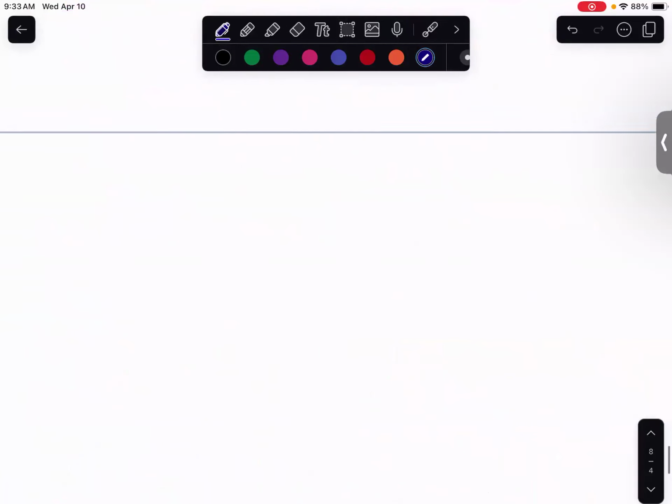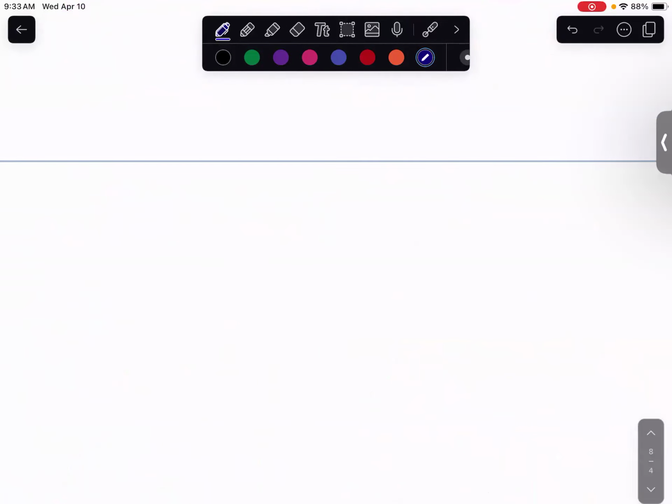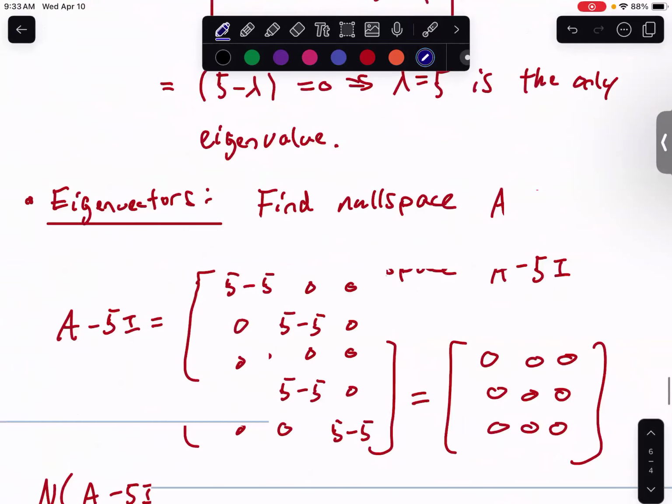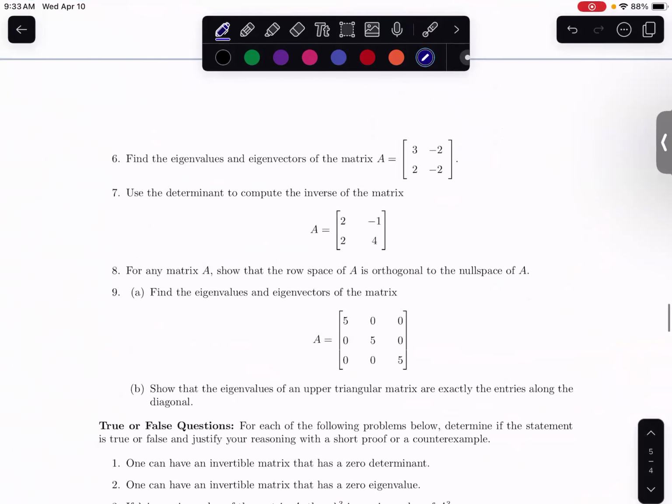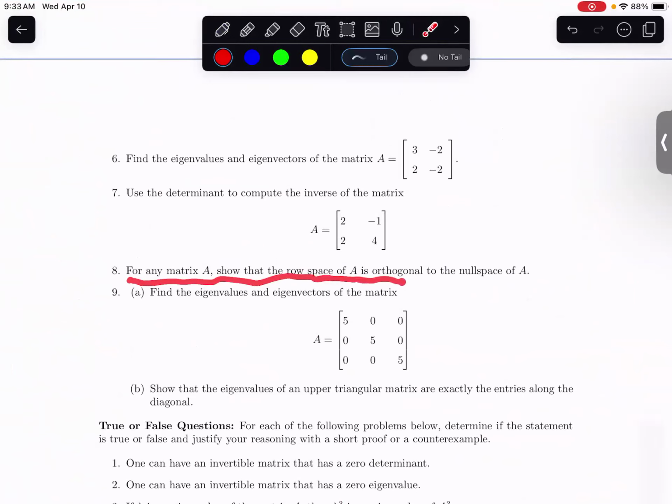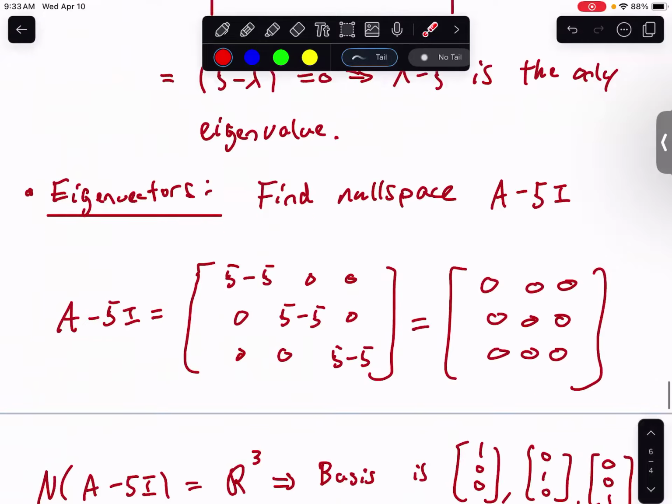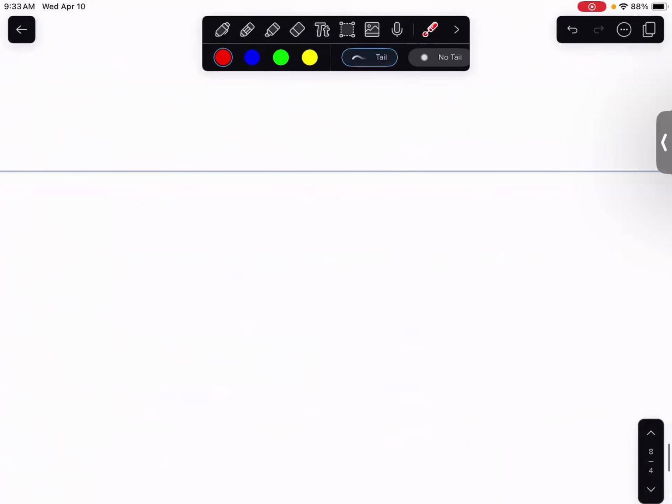Okay. So for 8, it wants you to show that for any matrix A, the row space of A is going to end up being orthogonal to the null space of A. So this is from section 4.1. You actually see it in the 4.1 notes, but I felt like it was a good thing to review. The important thing is really just making sure you understand the definition of what it means to have the row space and the null space.